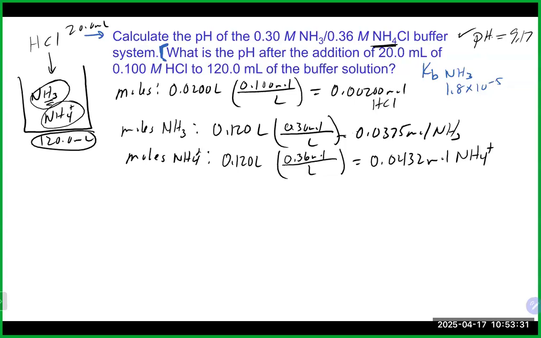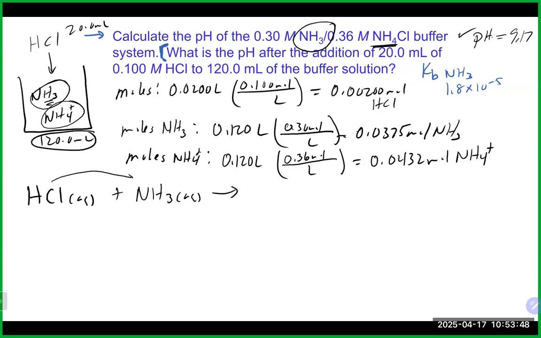Now we got the moles of everybody, we can do our reactions. So in this case, when we add the HCl, it is going to react with the base part of our buffer, which is the NH3. So we'll have a little NH3 action happening here.